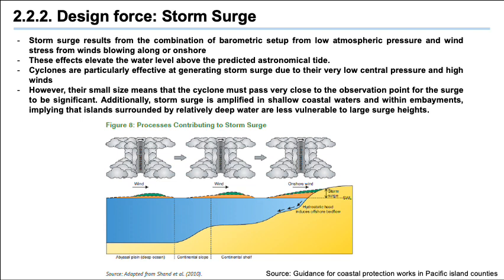The cyclones are particularly effective at generating storm surge due to the very low central pressure and high winds. However, their small size means that the cyclone must pass very close to the observation point for the storm to be significant. Additionally, storm surge is amplified in shallow coastal area and within embayment, implying that islands surrounded by relatively deep water are less vulnerable to large surge height.